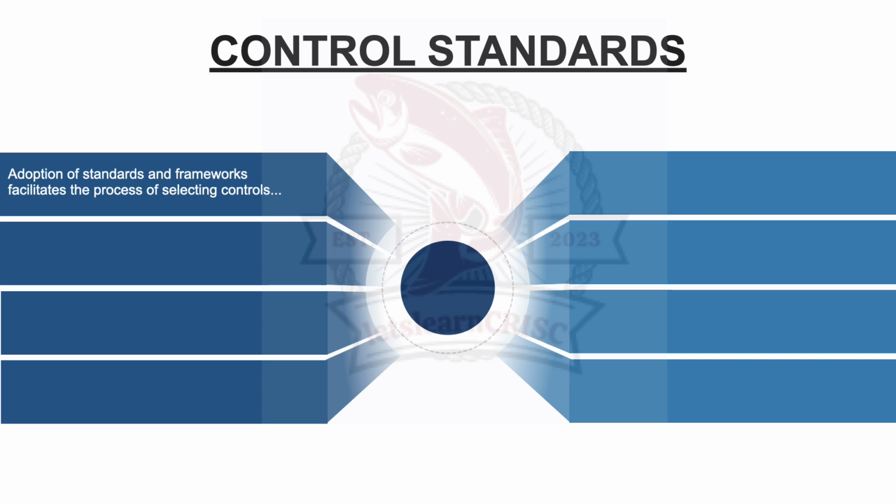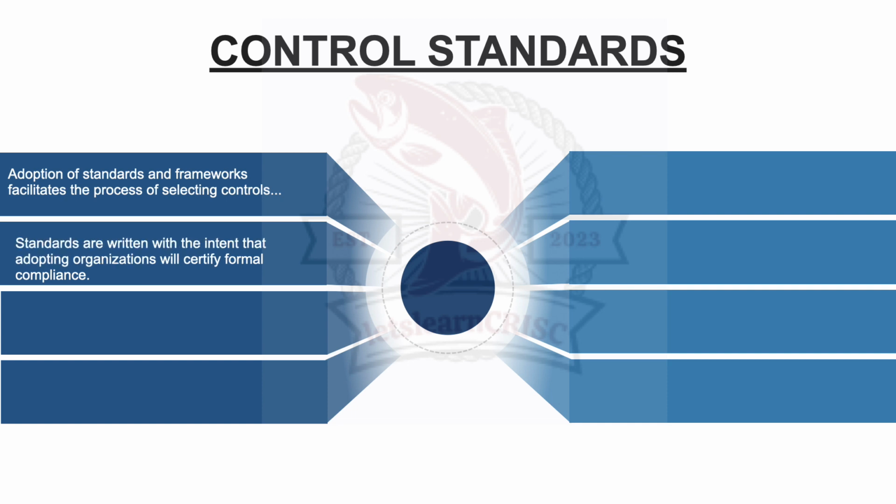So to summarize this, we can say that adopting standards and frameworks provides a structured and recognized foundation for organizations, making it easier for them to select and implement controls, especially in areas such as security, quality, and other domains where specific guidelines are crucial for effective risk management and governance.